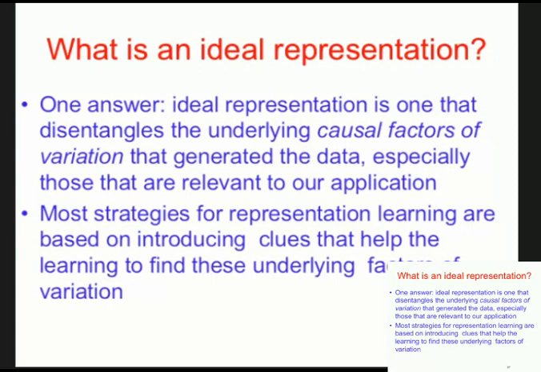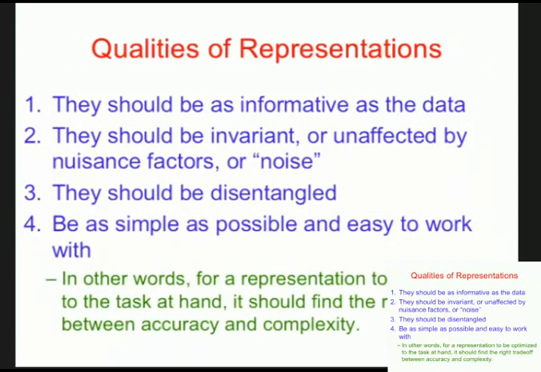So we, of course, provide all kinds of clues, like regularization is an example we saw earlier on. Here again, there are so many methods people have been developing, and these might be how to get those disentanglements. And so the qualities of a representation are they should be as informative as the data. Data is very informative. They should be invariant or unaffected by nuisance factors or noise.